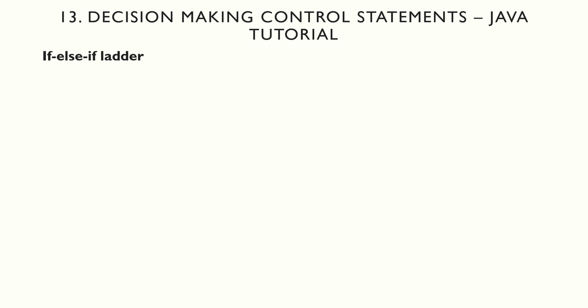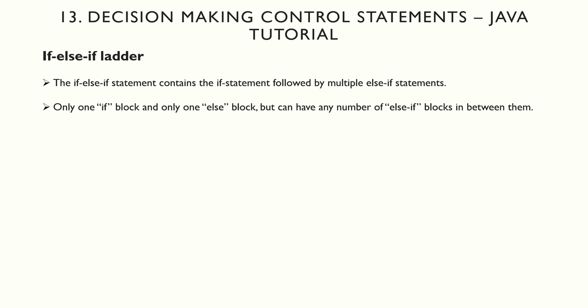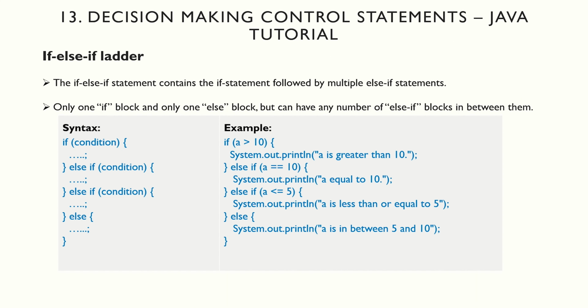If else if ladder statement. The if else if ladder statement contains the if statement followed by multiple else if statements. The multiple options form a ladder or decision tree like structure. When one of the conditions in the if or else if is true, the code block associated with that statement is executed and the rest of the ladder is bypassed. If none of the conditions are true, then the final else statement will be executed if available. There can be only one if block and only one else block, but you can have any number of else if blocks in between them. General syntax.